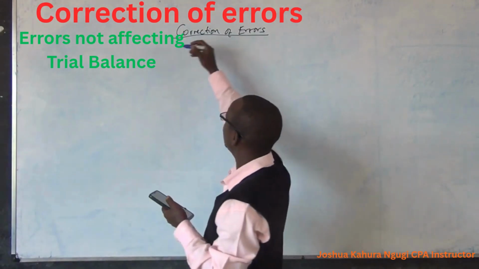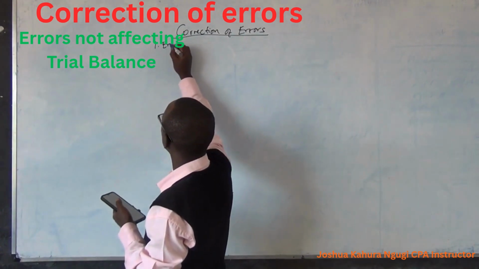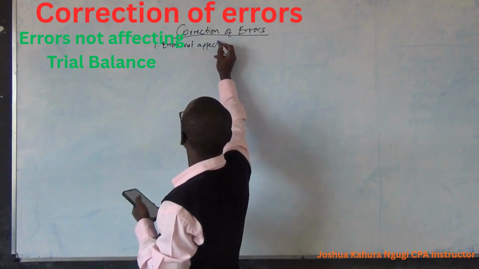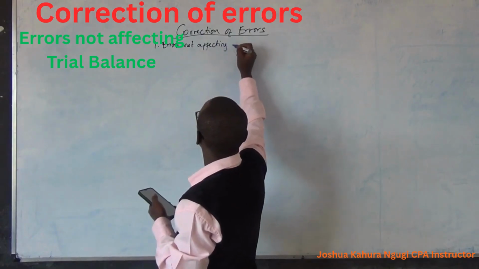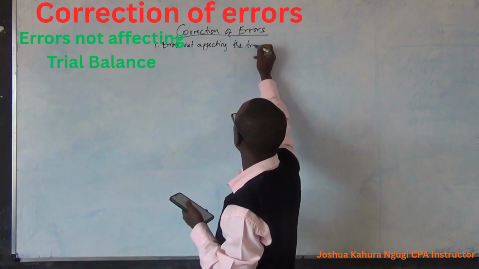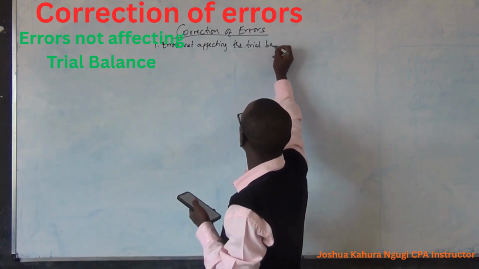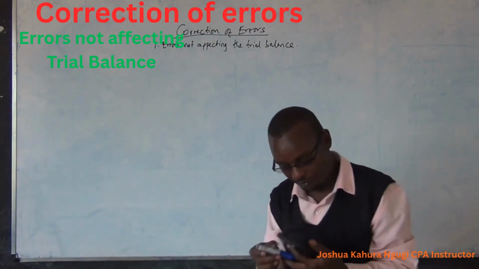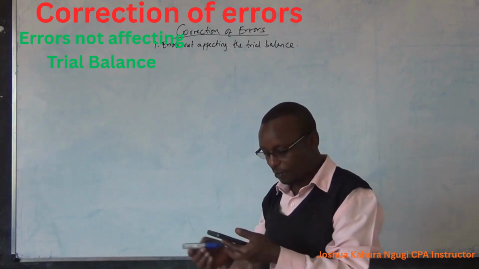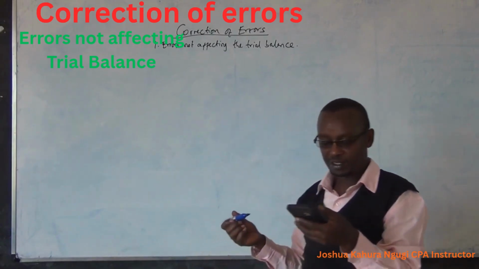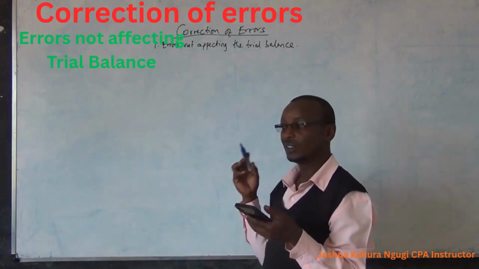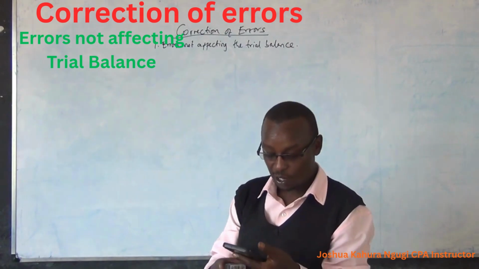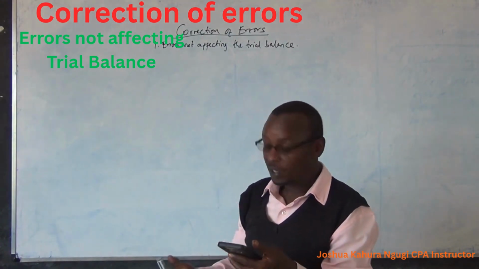So for the correction of errors, we're going to start with errors not affecting the trial balance. When these errors are there, your trial balance still balances. You can also call them errors which do not affect the trial balance totals. So they need to be corrected.